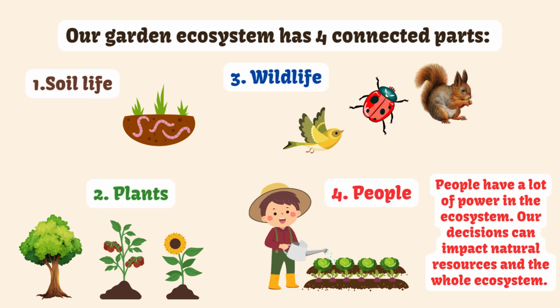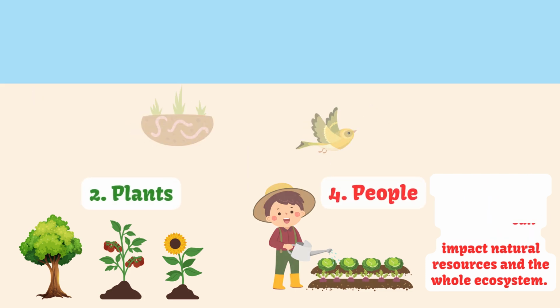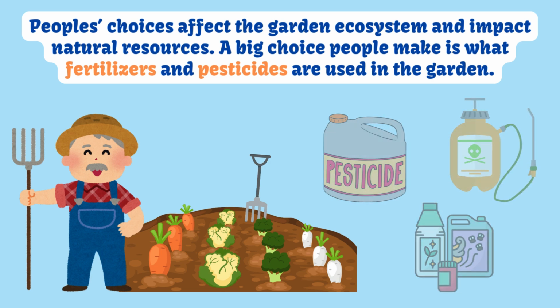People have a lot of power in the ecosystem. Our decisions can impact natural resources and the whole ecosystem. People's choices affect the garden ecosystem and impact natural resources. A big choice people make is what fertilizers and pesticides are used in the garden.